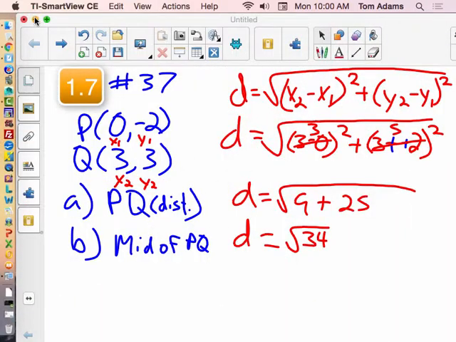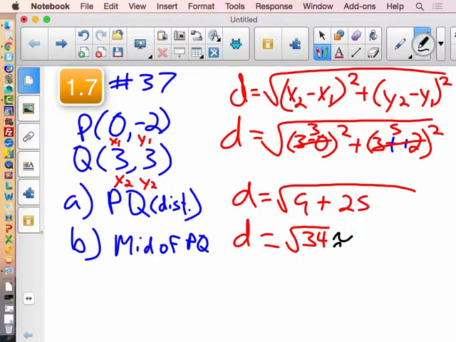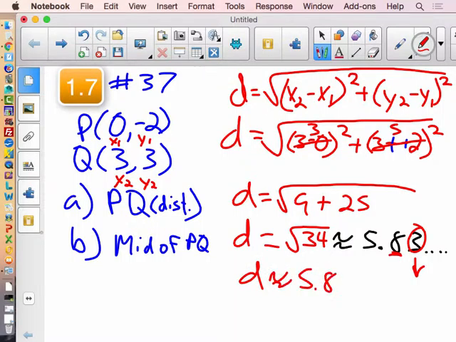Since we're supposed to round to the nearest tenth, we have to determine how to round. So we go one decimal place to the right. Since it is less than 5, we round down. So what we would say is that the distance is approximately 5.80, but we don't write the 0. We have to choose: is it going to be 5.80 or 5.90? It's going to be 5.80. Does that make sense? All right, let's do the midpoint.